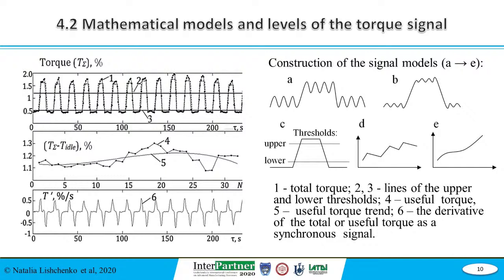1 on the figure is the total torque. 2 and 3 are the lines of the upper and lower thresholds. 4 is useful torque. 5 is useful torque trend. 6 is the derivative of the total of useful torque as a synchronous signal. Thank you. The next slide, number 11.